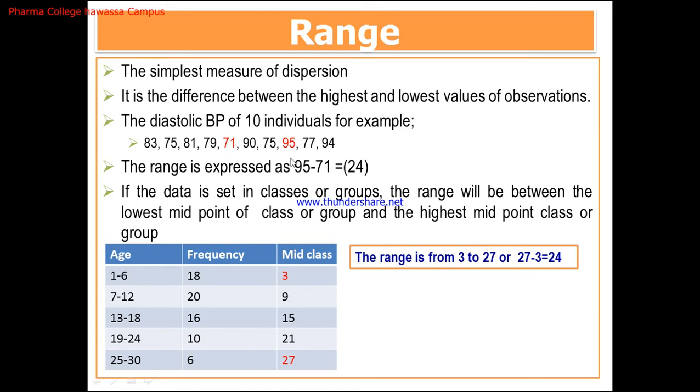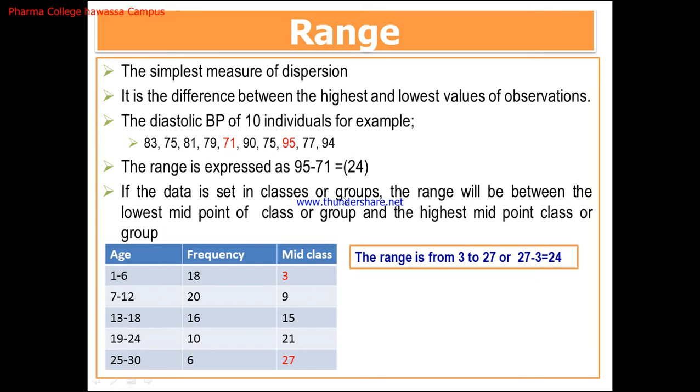Here the range can be expressed as 71 up to 95, or a difference of 24 millimeters of mercury. The diastolic blood pressure of these 10 individuals has a range of 24. That means one individual has the highest diastolic blood pressure.